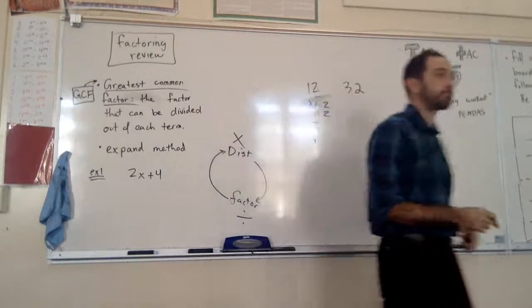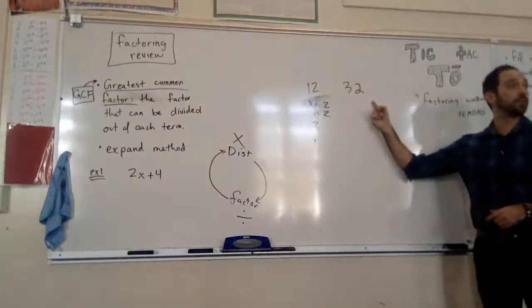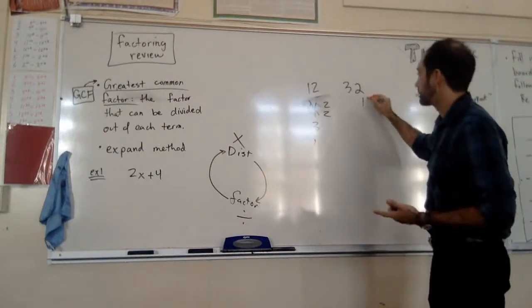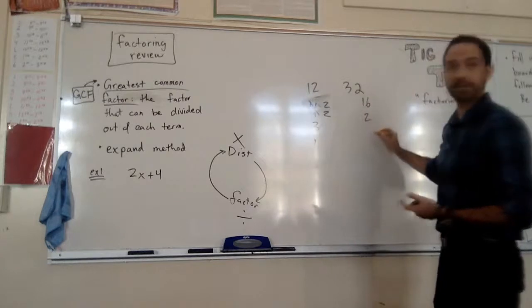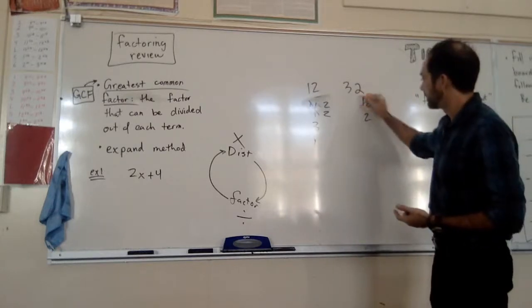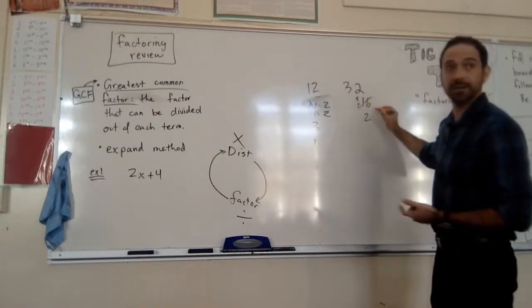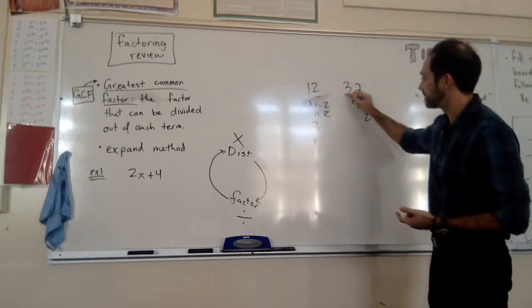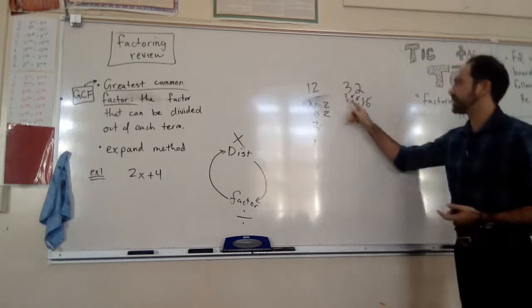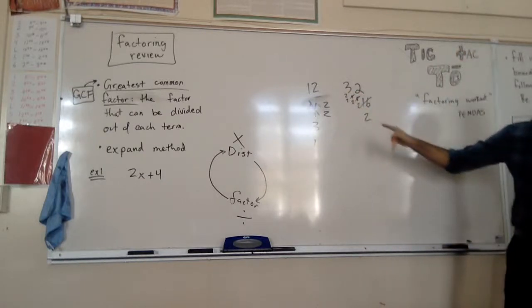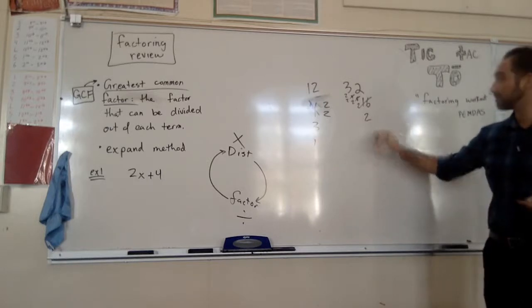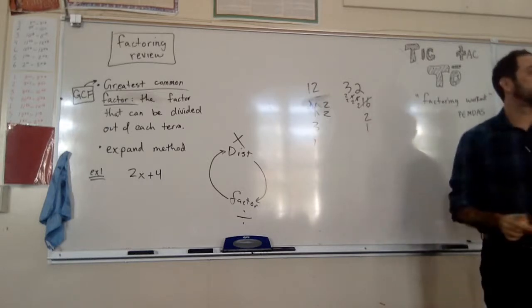Okay. Over here, 32. What does 32 break into? 16 and 2. What does 16 break into? 8 and 2. What does 8 break into? 4 and 2. What does 4 break into? 2 and 2. 2 times 2 times 2 times 2 times 2 gets us 32. Are we done? Yeah. If you're done, put a 1.